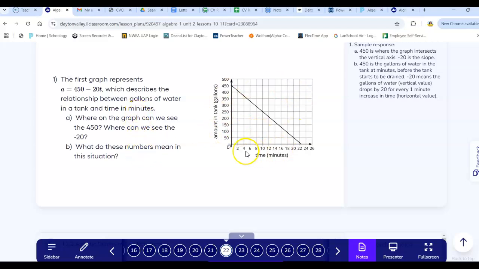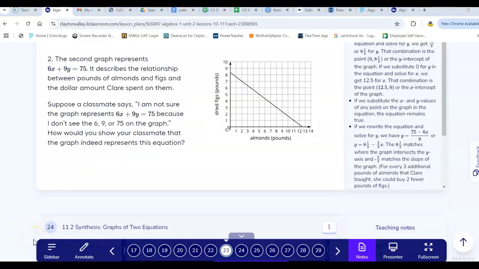And what do the numbers mean? This 450 represents the starting number of gallons in the tank when they started emptying it. And the negative 20 represents the rate at which the gallons are leaving the tank. 20 gallons a minute. Okay?